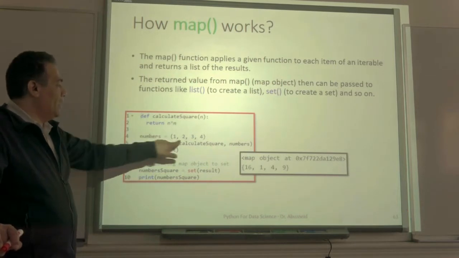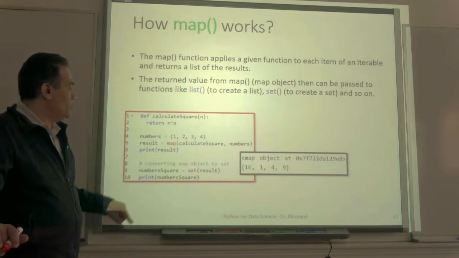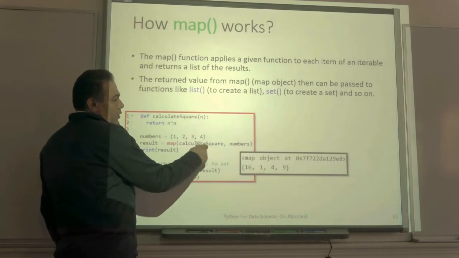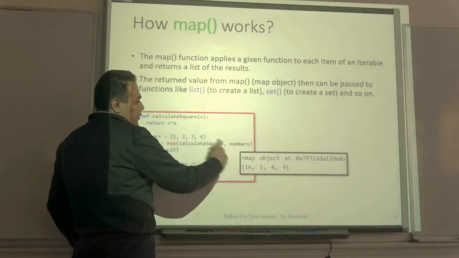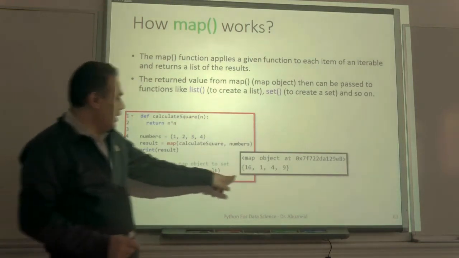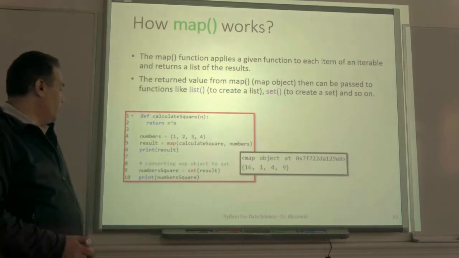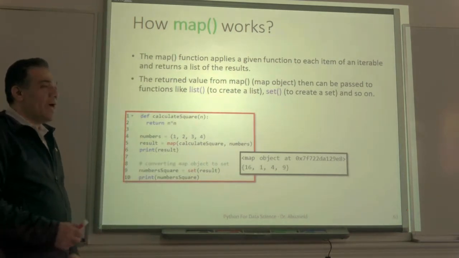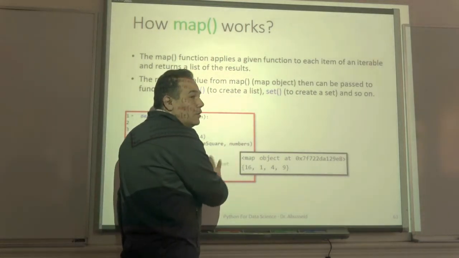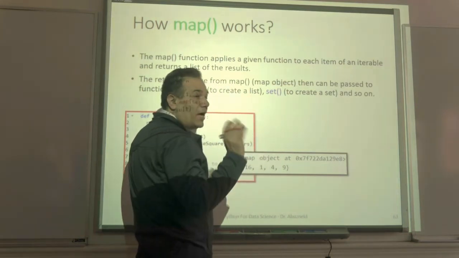So now I have a set: 1, 2, 3, 4. So map, what is in here? A function. What is in here? A set. So we'll apply the function to each element of the set. That will give you a list, 1, 4, 9, 16. Okay? So with map, you map a function to what? A set, or a list, to an iterable. Something iterable.